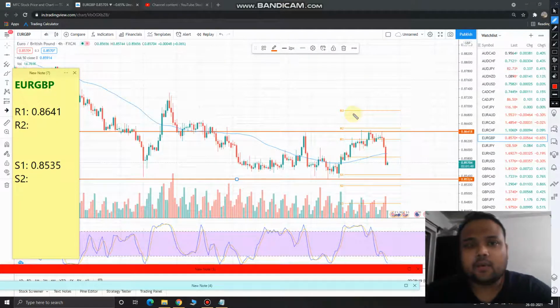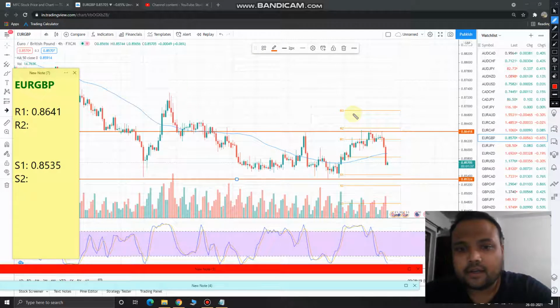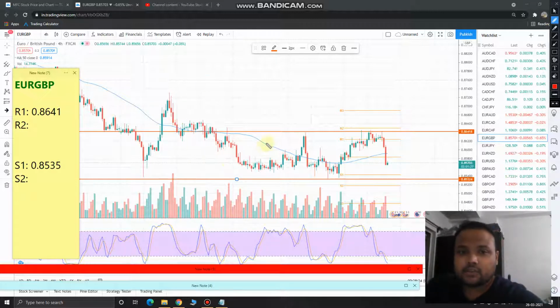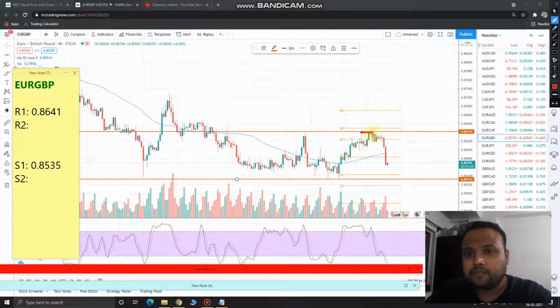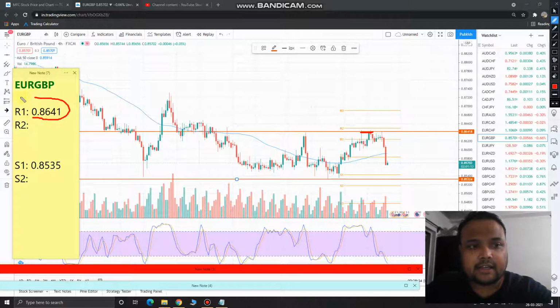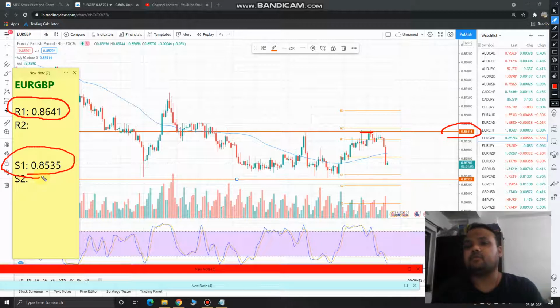As we all know, market was in great downtrend. But right now we can see that market is in a range. That's why I told you to short the pair here, when I saw that market was getting some price rejection from above. Anyways, you can see that on the left hand side I have marked the resistance at 0.8641 and 0.8535 as the support for the market.